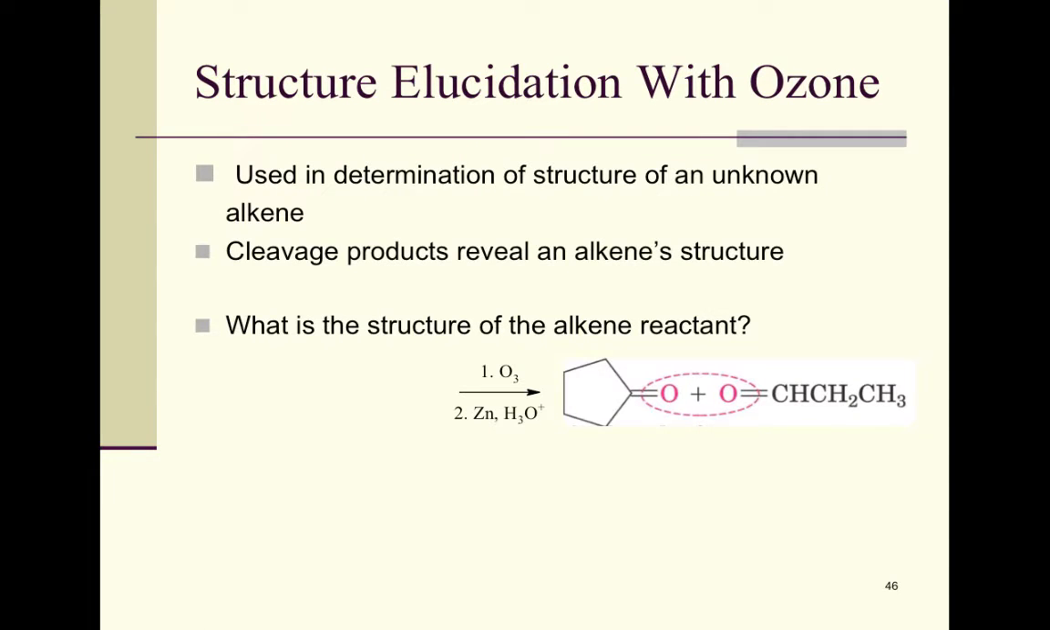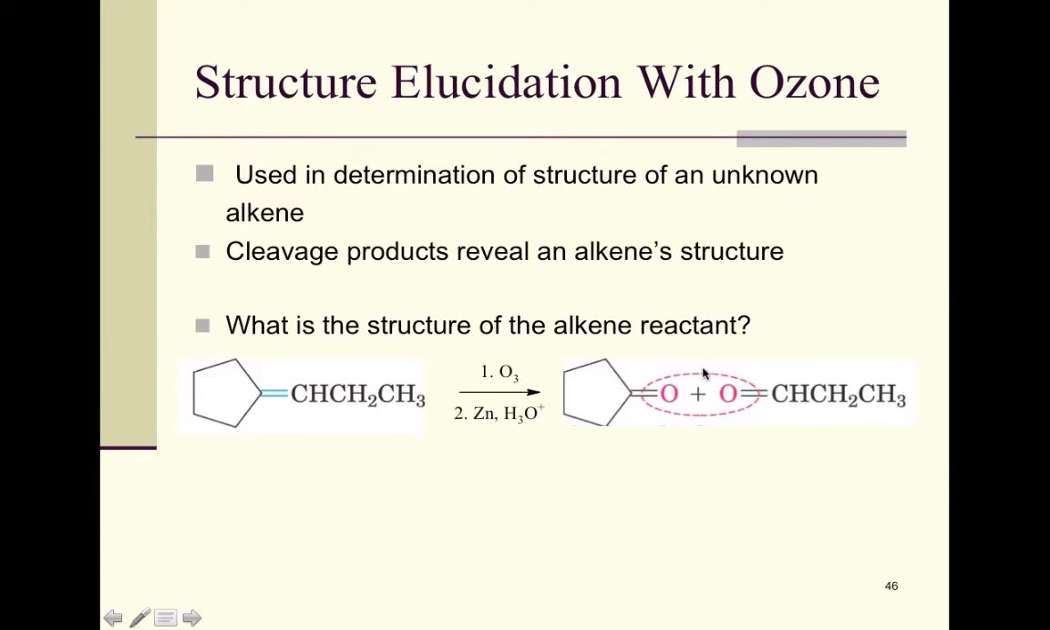One of the things we can do with this reaction is we can determine the structure of an unknown alkene. We can go ahead and take the alkene, undergo an ozonolysis, and see what products we get. So cleavage products reveal the alkene structure. In this reaction here, instead of me having you write the products, I'm asking you to write the reactant. So what is the structure of the alkene reactant from these two products?